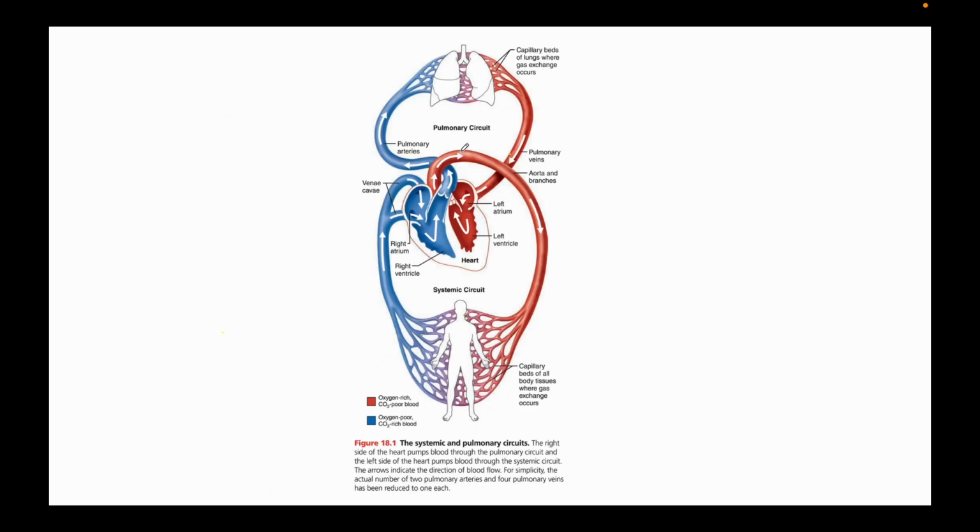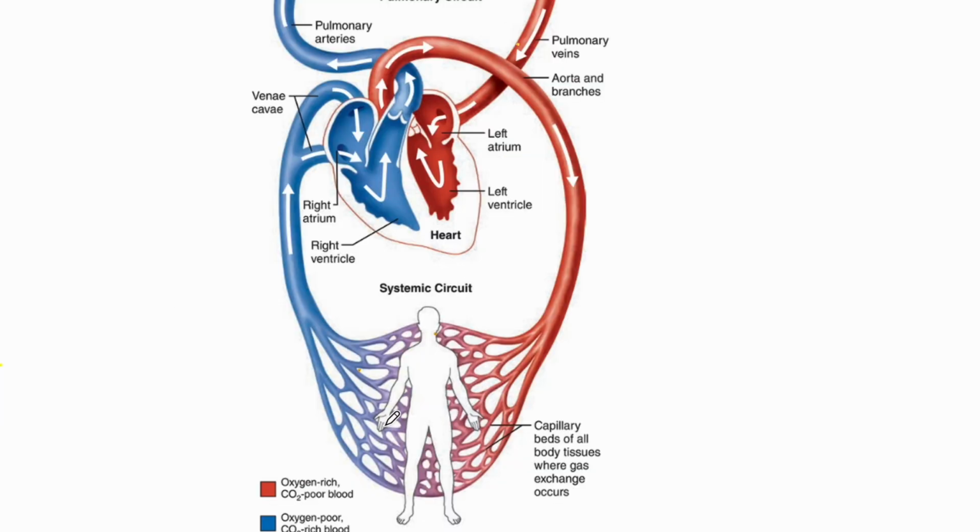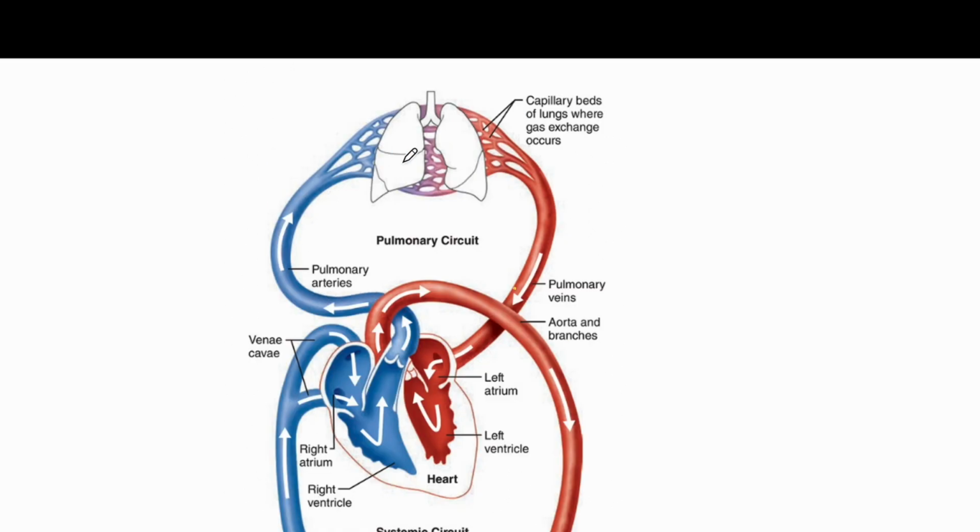Now let's quickly review the systemic versus pulmonary pathway of the blood flow. The deoxygenated blood from the body enters the inferior vena cava and superior vena cava. The blood is dumped into the right atrium, through the tricuspid valve, into the right ventricle, through the pulmonary valve, into the pulmonary arteries. From here in the lungs, the gas exchange occurs.